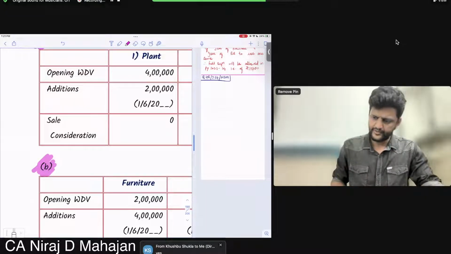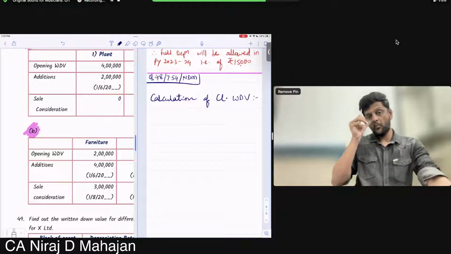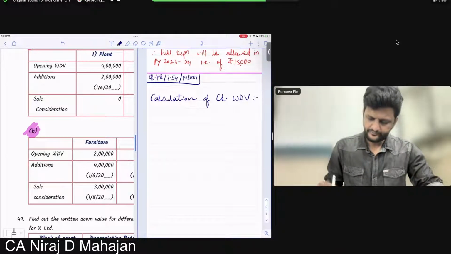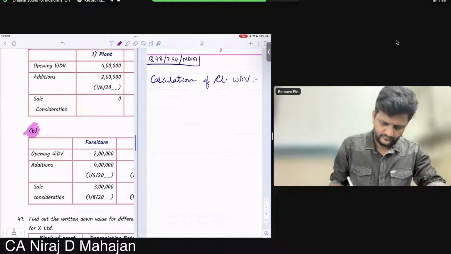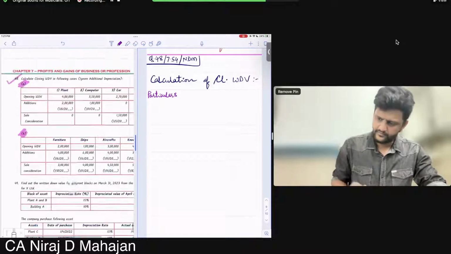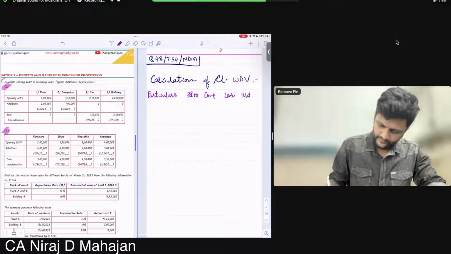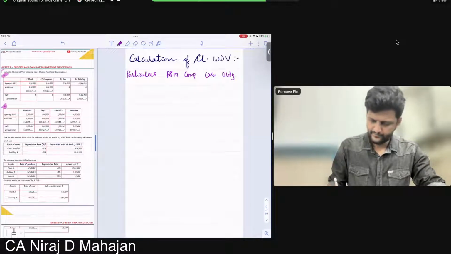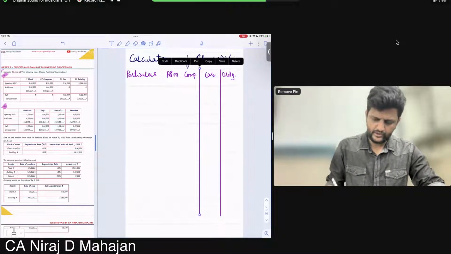Clear all of you? Sure, write down. Calculation of closing WDV. Yes, everybody? Ready? Particulars, then we have four assets, plant and machinery. I'm putting comp for computer, motor car and building. Will it work? Please draw lines also because the calculation has to be correct, and don't mix it.